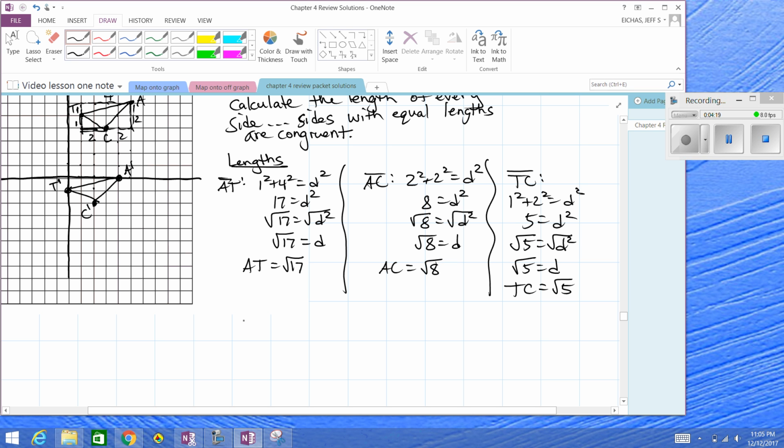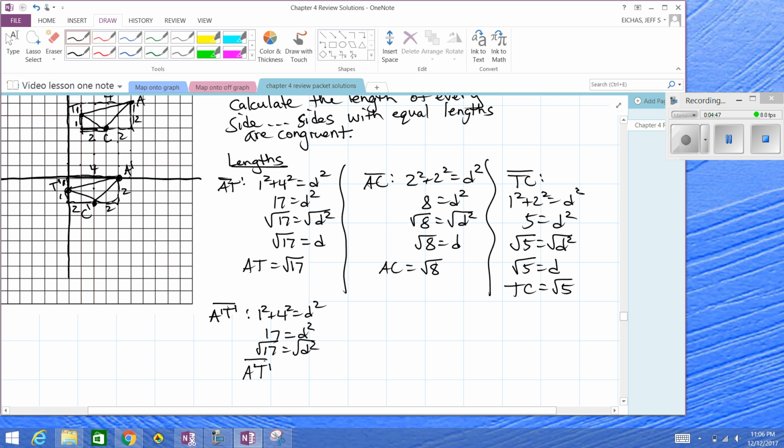Now we're going to go to triangle A prime, T prime, C prime. They're going to be identical, but just show that you're doing it. We know it's going to work out, but don't shortcut it. It's worth points. So let's just go through the process. Pretend like we don't even see this up here. Basically we can copy it if you want, so that you make sure it comes out the same.